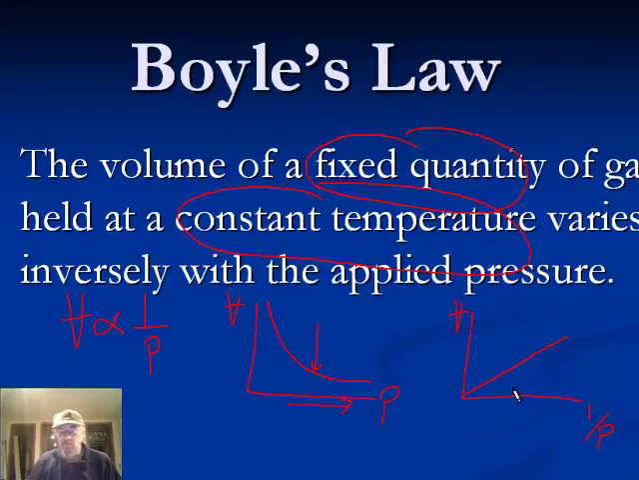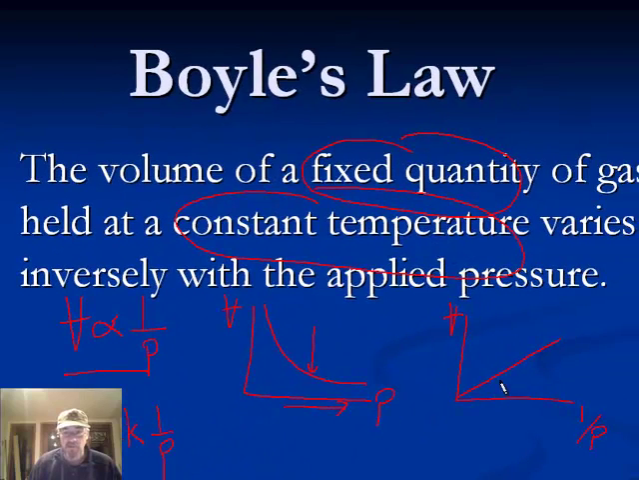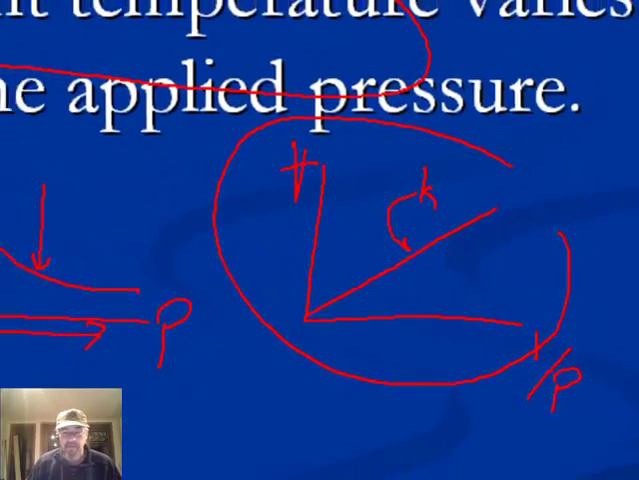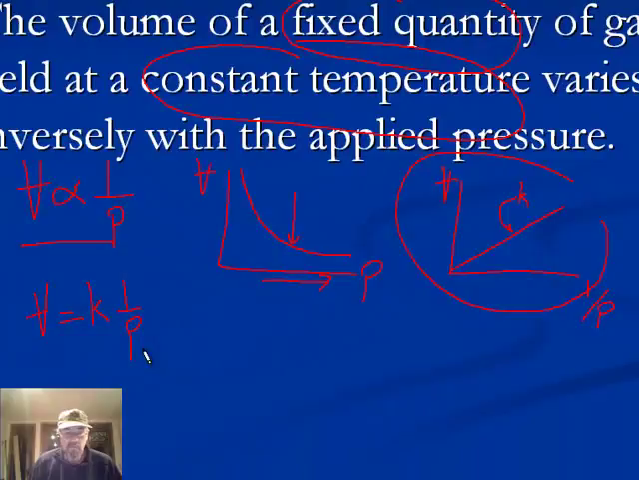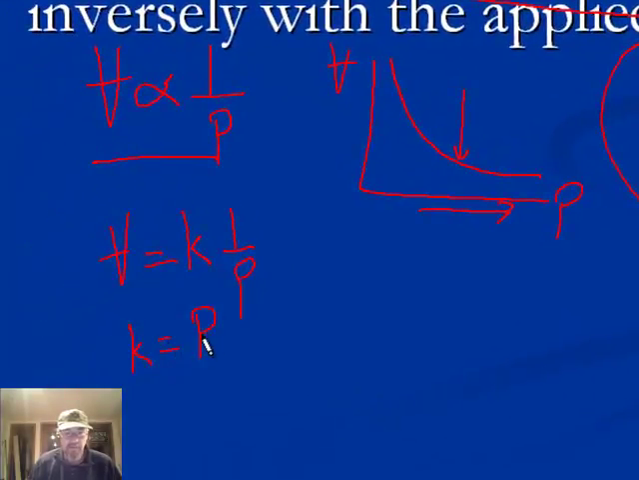Here's something interesting. If we take this proportionality here and we turn it into an equation, this is what we get. Volume is equal to a constant number times 1 over pressure. That constant number is just going to be the slope of this graph here. The slope of that is K. Well, if I solve for that constant number, here's what I find. Pressure times volume is a constant.